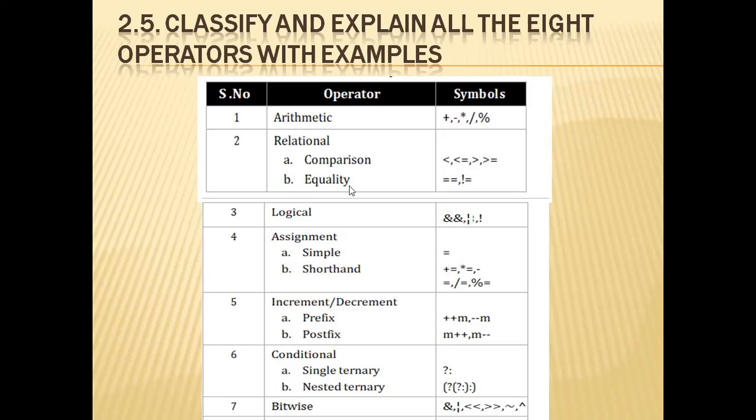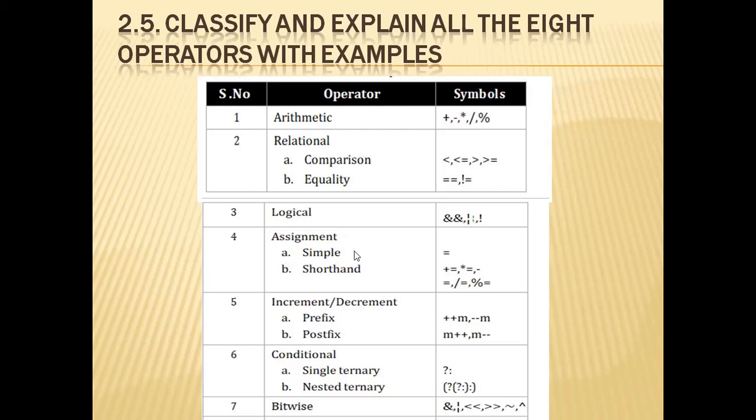And next one is the equality operators. These are used to check the equality condition, whether it is equal or not equal. So this is to check whether the operands are equal, and this is used to check whether the operands are not equal. These are called equality operators. And the third type of operators are logical operators. Here this is the logical and, this is the logical or, and this is the logical not. These are called logical operators.